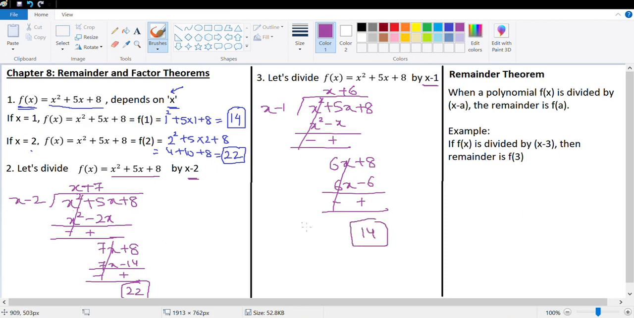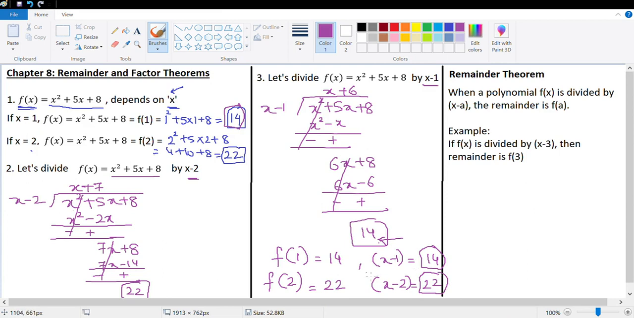I hope you notice something, right? When we put the value of x as 1, the value of f(1) was 14, and when we divided it by x minus 1, the remainder was also 14. Okay, let's try if it worked for 2. If x was equal to 2, the value of the polynomial was 22, and when we divided it by x minus 2, the remainder was also 22.